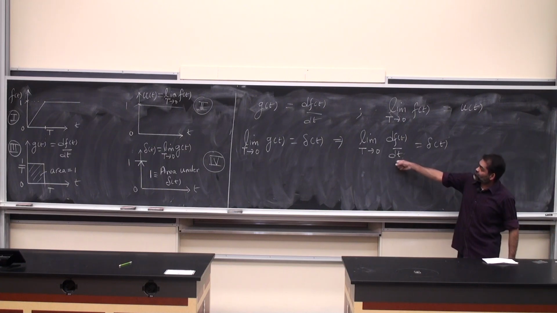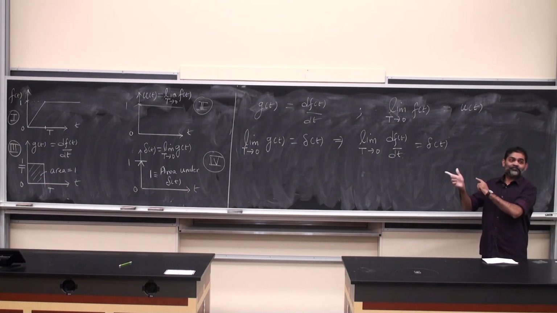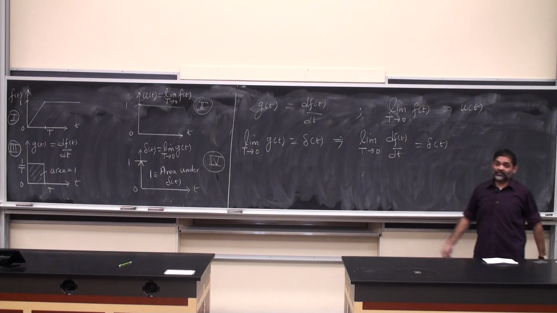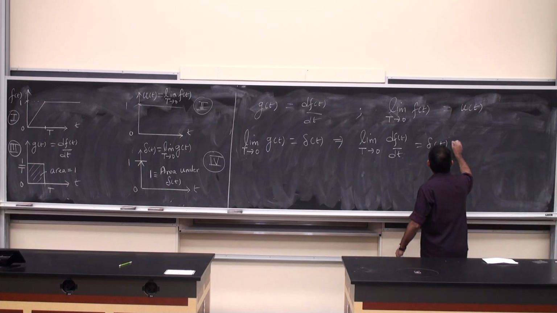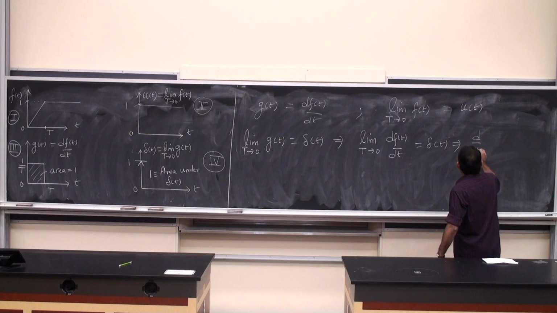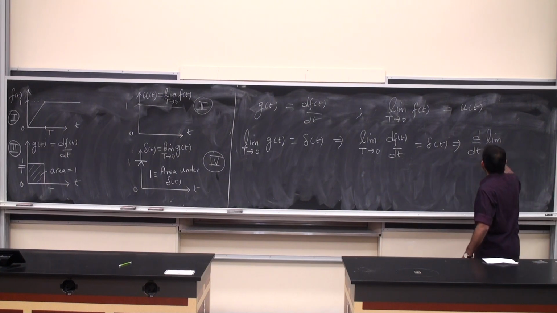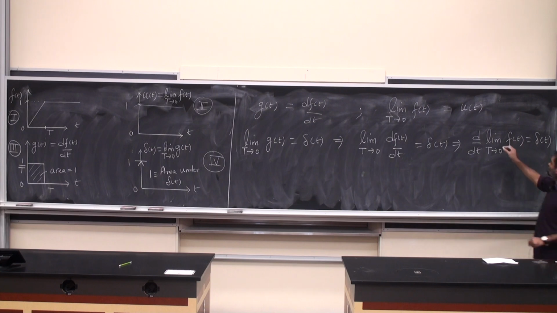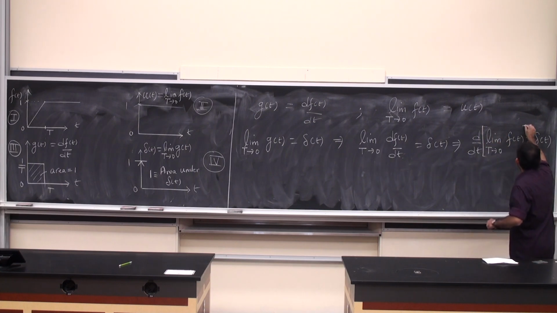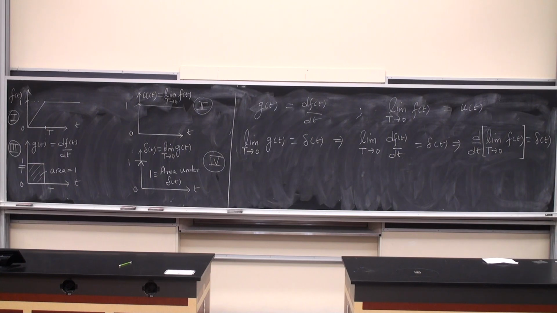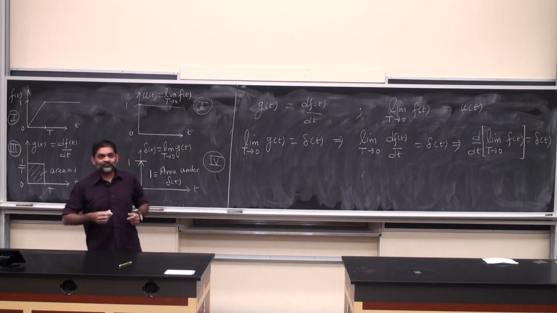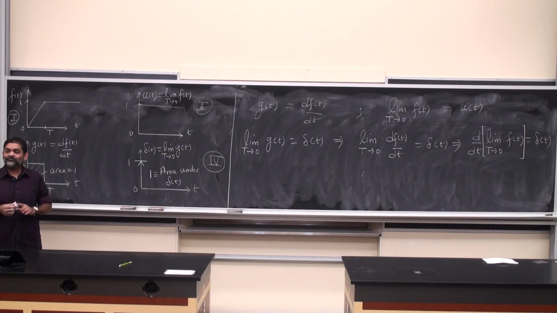This differentiation and the limit can be switched. Why is that? Is because the limit is not with respect to little t, it is with respect to capital T. Okay, so I can switch the limits. Okay, so I can do this. And do you see the next logical substitution that comes through? What is that? That's u of t.